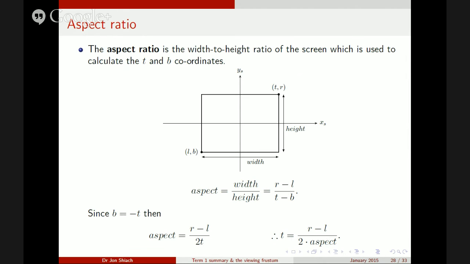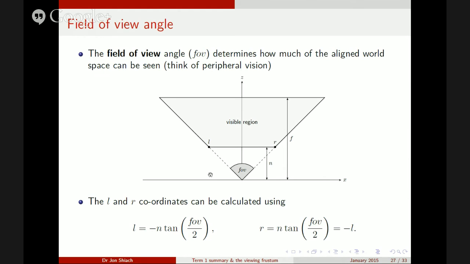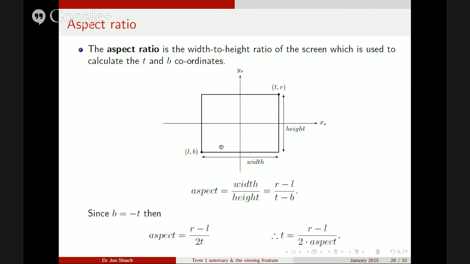So we can calculate L and R using the field of view angle. Then we calculate T and B using the aspect ratio. And that gives you your screen. Once you've got your screen, you can calculate your viewing frustum.